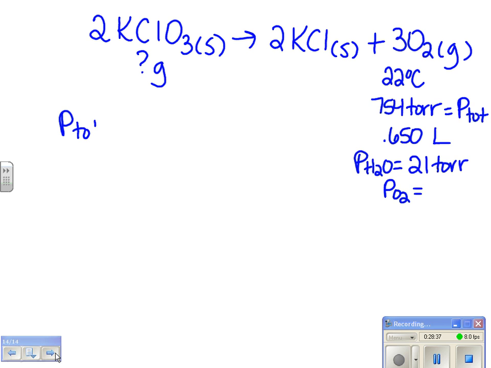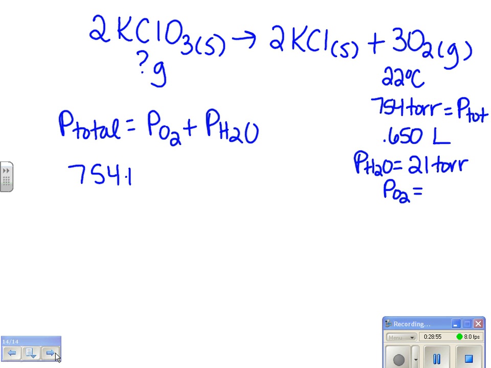It is Dalton's law of partial pressure, because the total pressure is equal to the pressure of oxygen and the pressure of water vapor. So we finally do get to do an easy one, except we're not adding this time. What are we going to do if we're not adding? We're looking for the pressure of oxygen. We are going to subtract, and the partial pressure of oxygen is going to equal 733 torr.